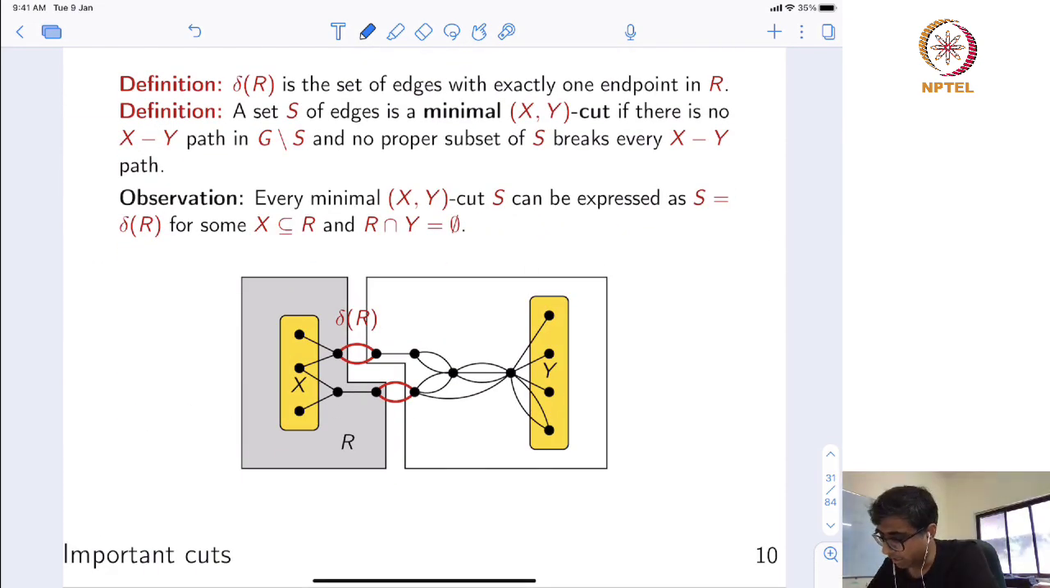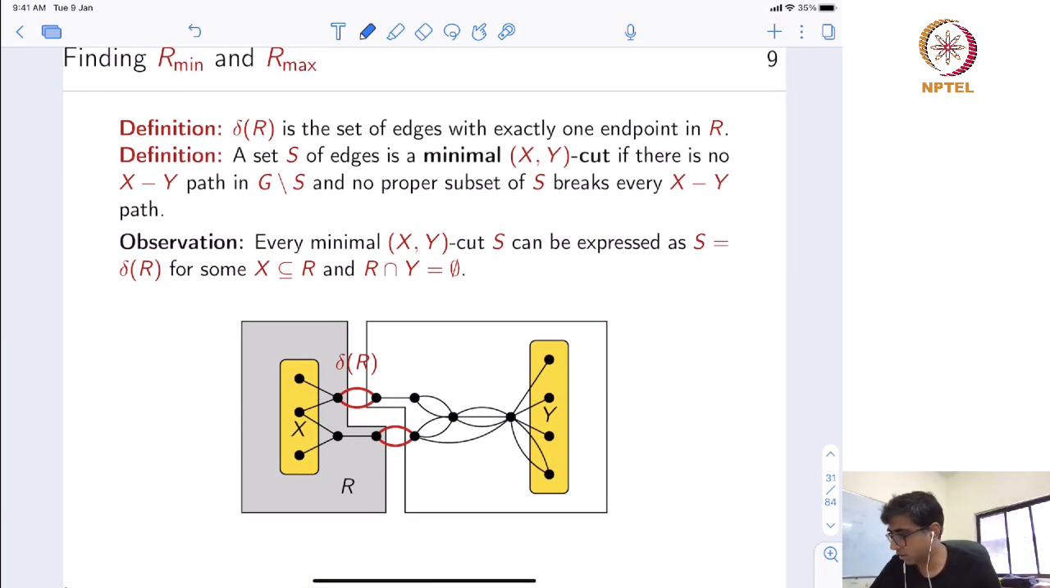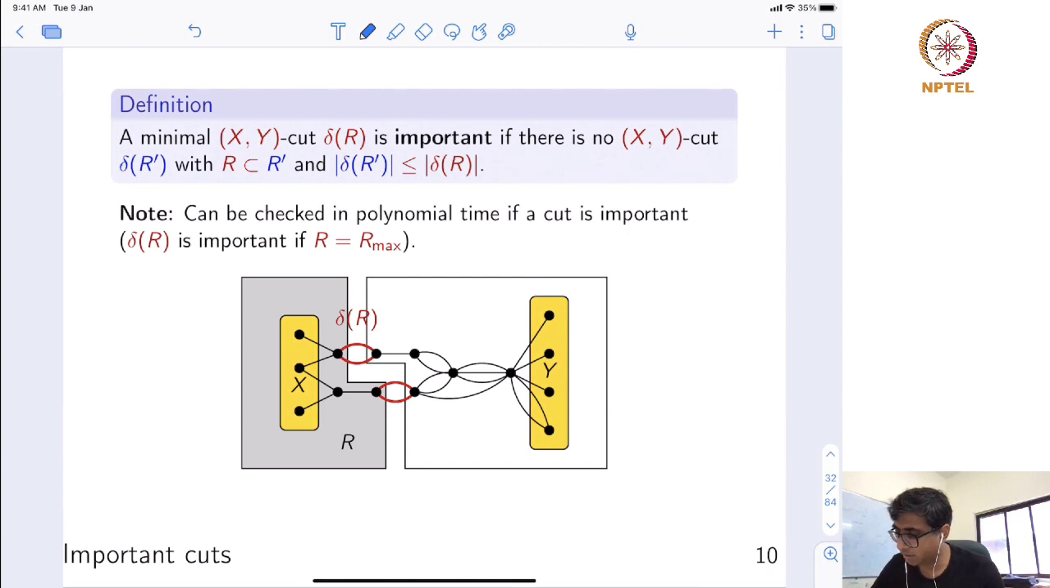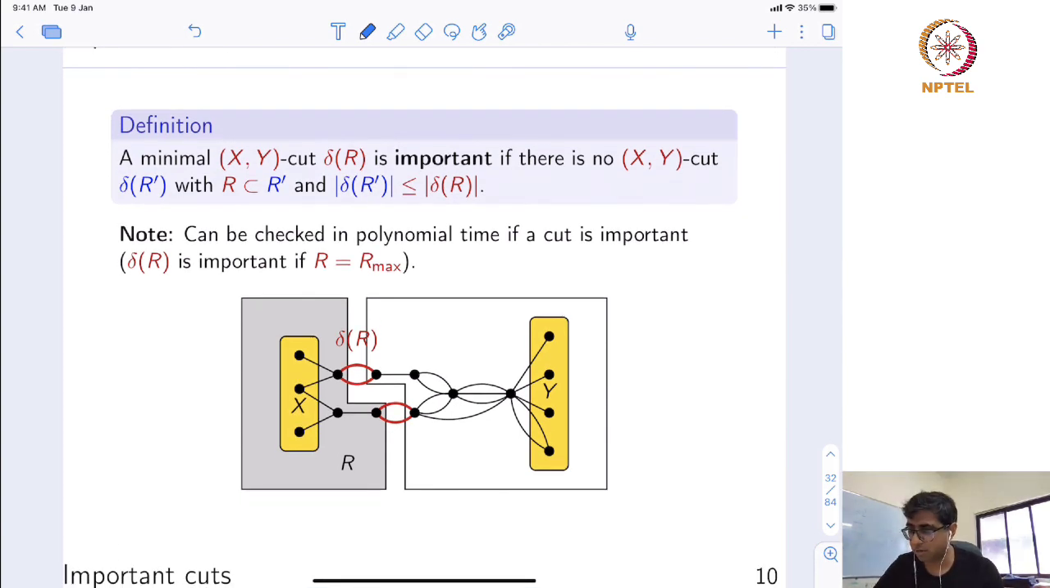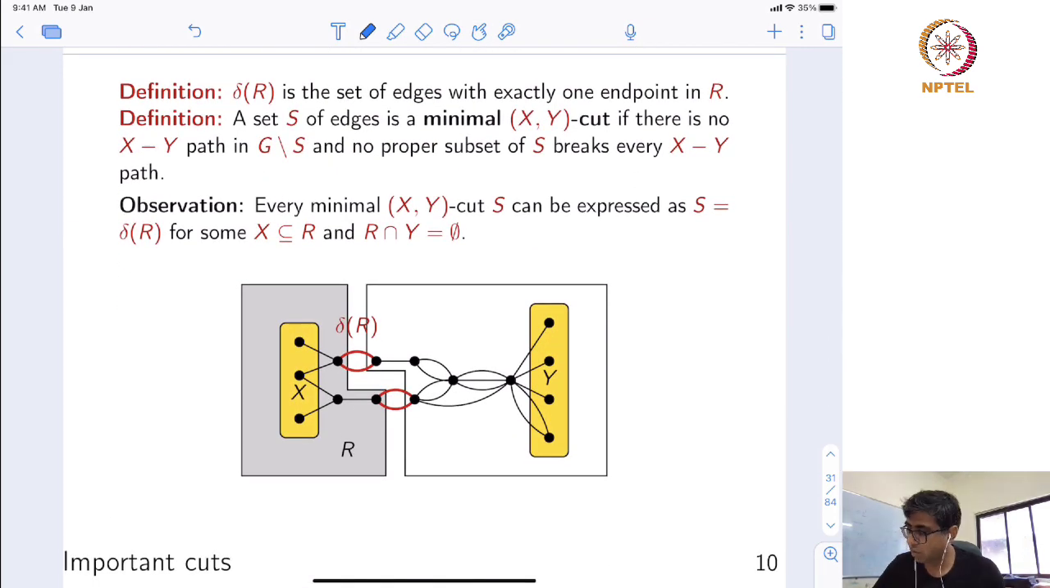So I hope we have talked about important cuts and their extremal properties. In the next class we'll talk about important cuts, define what they are and how many of them there are. Thank you.